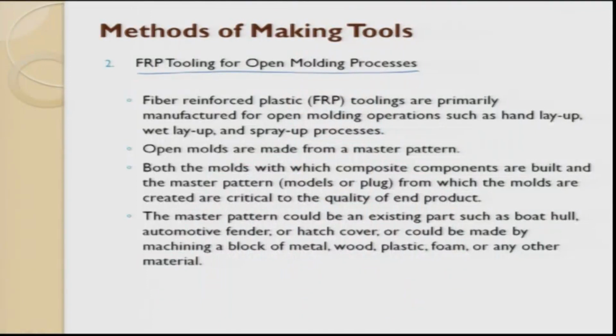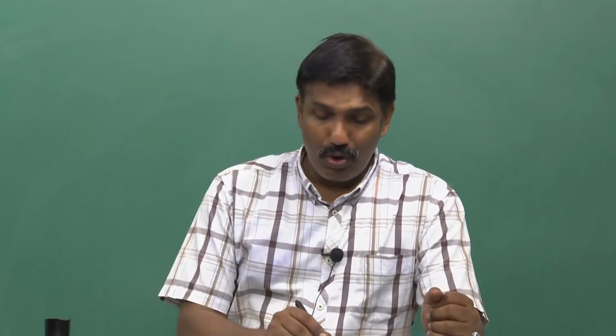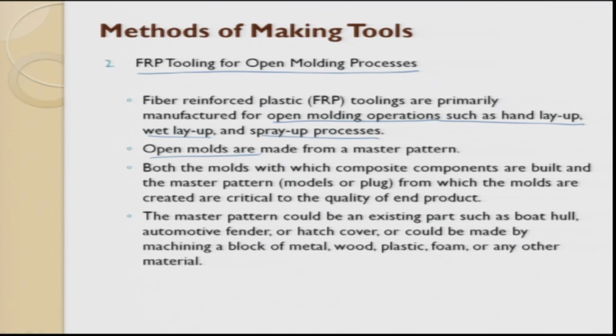The fiber reinforced plastics, FRP, tooling is primarily manufactured for open molding operations such as hand layup, wet layup and spray up process. What is the spray up process? You mix the polymer with chopped strand glass fiber and then it is sprayed to the required thickness so that you get the part out of it. The open molds are made from a master pattern. So, both the mold with which composite components are built and the master patterns from which the molds are created are critical for the quality of the end product.